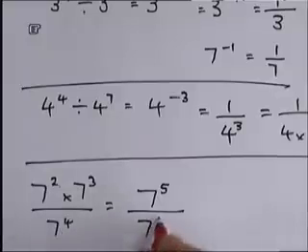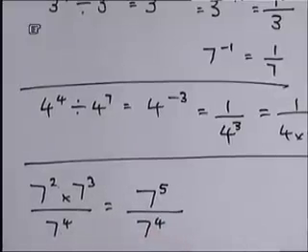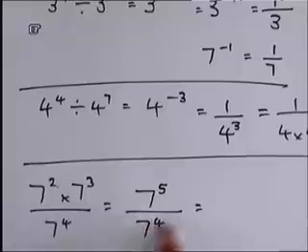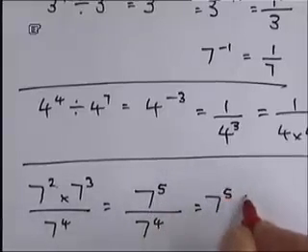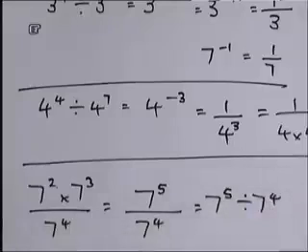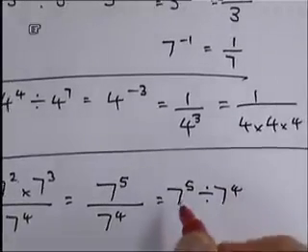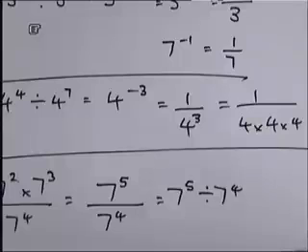And on the bottom, I've got 7 to the power of 4. Now I said that an over, like this, a line where something's over something, means a divide. So that question is exactly the same as 7 to the power of 5 divided by 7 to the power of 4.